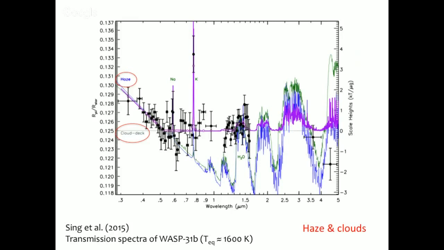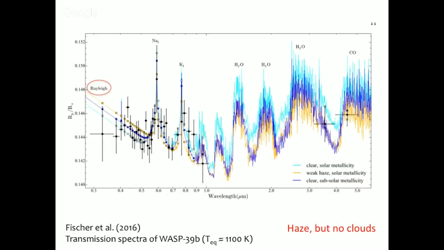It's useful to see the opposite case. So this is an example of a planet that people think doesn't have clouds. This is a paper that just came out this year. You can see that instead of having that flat region, there's actually some structure. Notice tracing those sodium and potassium lines, same kind of features that are in brown dwarfs. And since it's tracing structure, they argue that there's really no flat opacity from clouds in this region. There are many ways of fitting these data, but that's one interpretation.